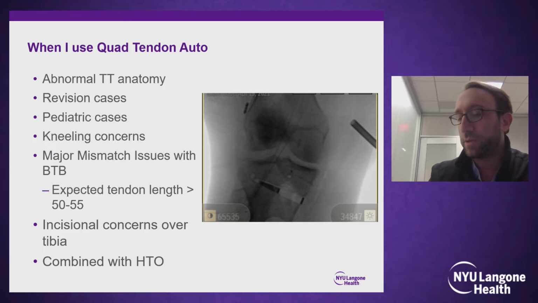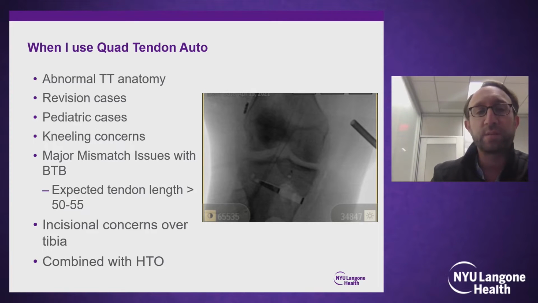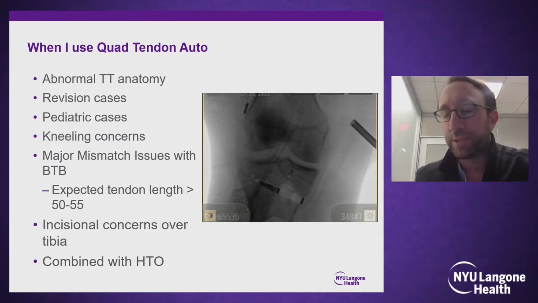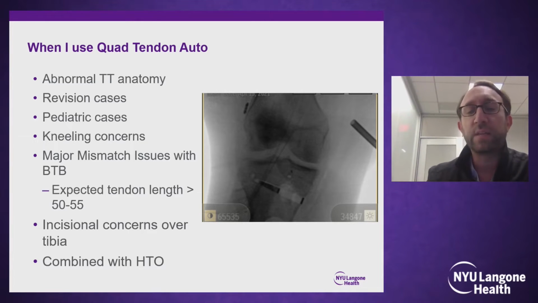Patients with kneeling concerns can benefit from this over bone patellar tendon bone. If you anticipate a patient that's going to have significant mismatch issues with bone patellar tendon bone, particularly for someone with a very long tendon, you can certainly consider quadriceps tendon autograft if you think that your fixation would be in jeopardy. If you have any incisional concerns over the tibia from prior surgeries and you want to be minimally invasive on the tibia in terms of the size of the incision, you can certainly do an all-inside quadriceps tendon autograft with just a small stab incision over the tibia and certainly have a lot less anxiety over the possibility of a postoperative infection or wound complication.